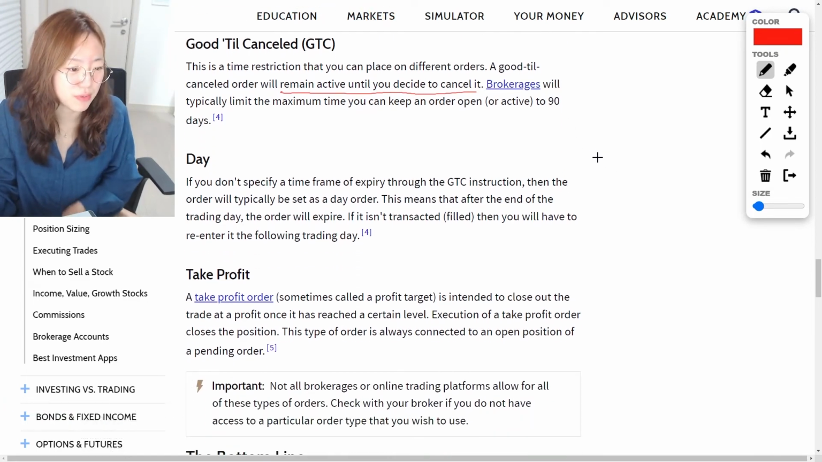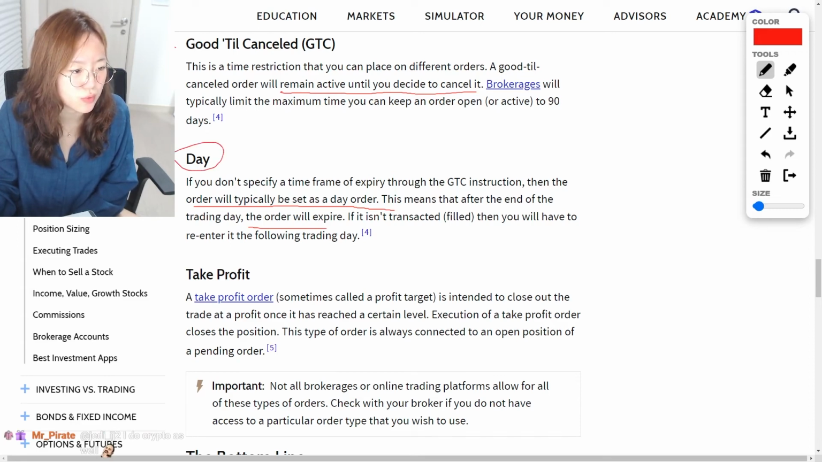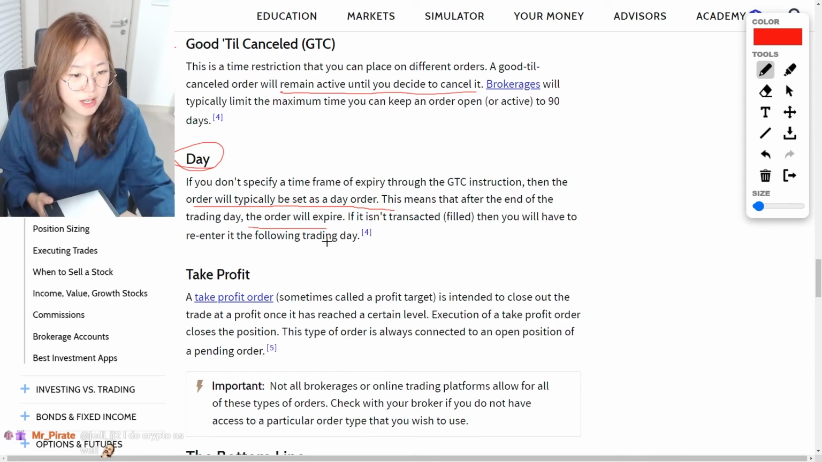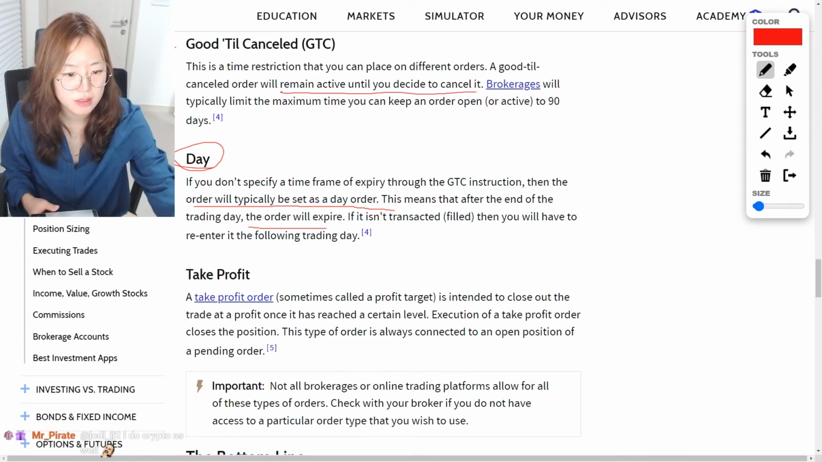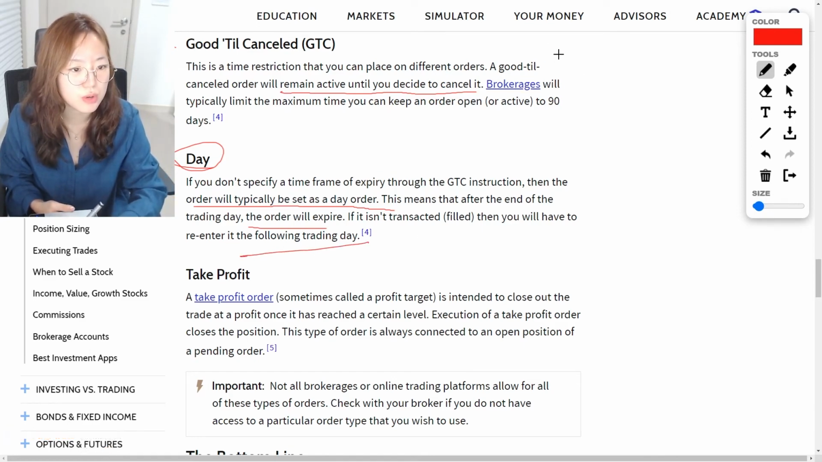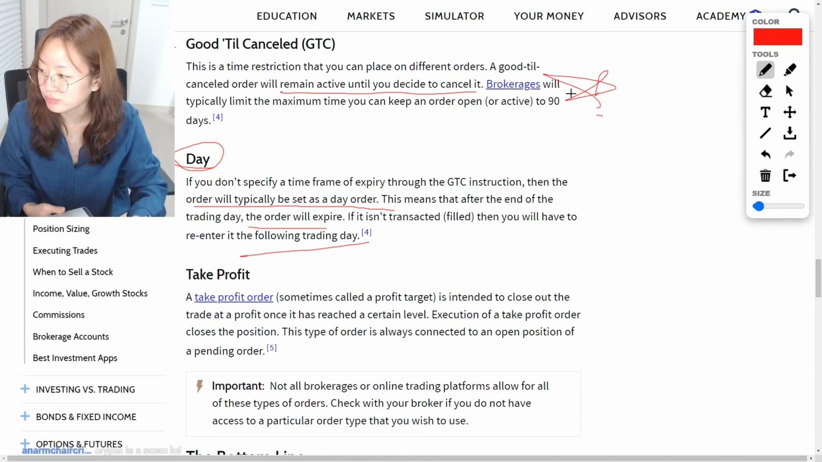Day. If you don't have a specific time frame of expiry through the GTC instruction, then the order will typically be set as a day order. This means that after the end of the day, the order will expire. So I have to set this for unlimited unless it's just for a day order. If it isn't transacted, then you will have to re-enter it the following day. So that's why you can use this one.